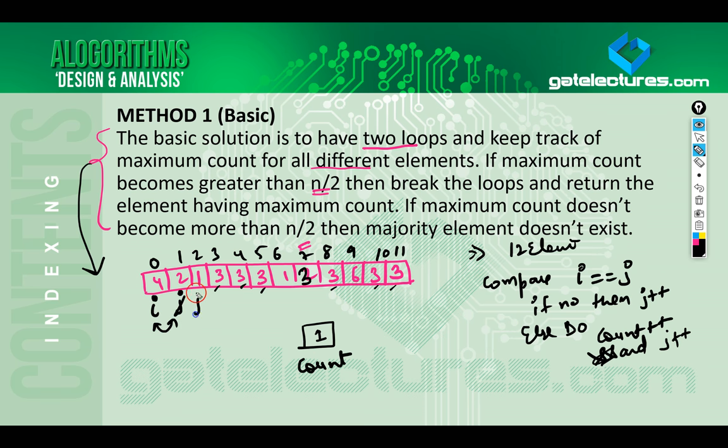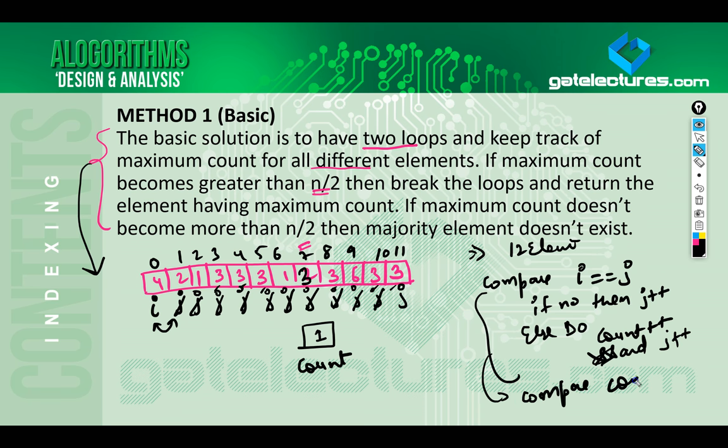So if these two elements are equal, then increment the count, otherwise just increment the value of J. So 1 and 4 are not equal, 3 and 4 are not equal, 4 and 6 are not equal, 4 and 3 are not equal. Therefore, 4 is appearing only one time, and after the end of this loop, we compare count with n by 2. If count is greater than n by 2, then we can say it is a majority element.